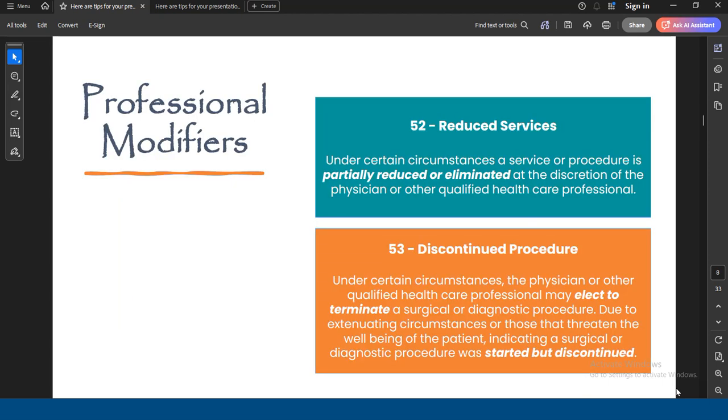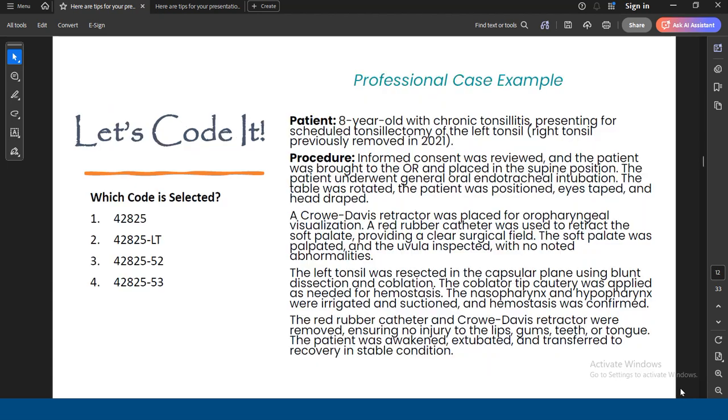Now we will see professional modifiers. So basically we have two modifiers for professional service. 52 modifier reduced services, 53 modifier discontinued procedure. So reduced service means here physician has performed the procedure, but it is not as extensive as the CPT code description provides. Next one is 53 discontinued procedure. Here physician has started the procedure, but he will not complete the procedure because of patient's condition or any type of technical difficulty. So we will see one example for 52 modifier.